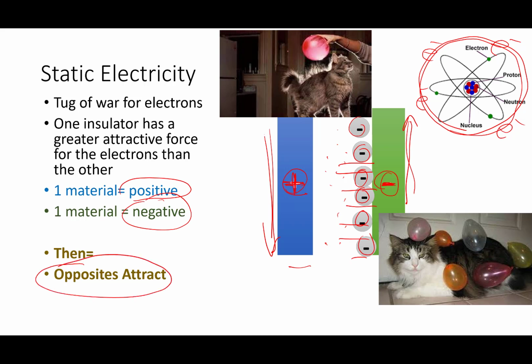So if you rub a balloon on fur, after that rubbing occurs, the electrons pick a side, sort of, and then you have a negative and a positive, the opposites attract, and you get an attraction between there. And you can put balloons on the cat, which this cat looks rather annoyed, but doesn't look hurt by that whole process.